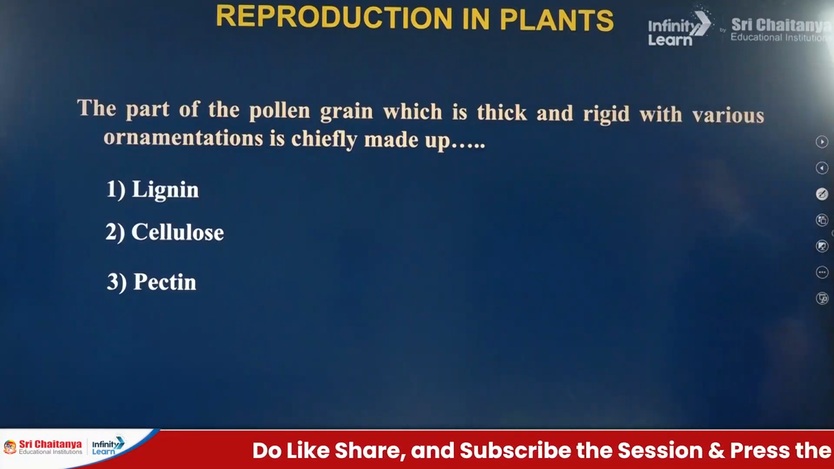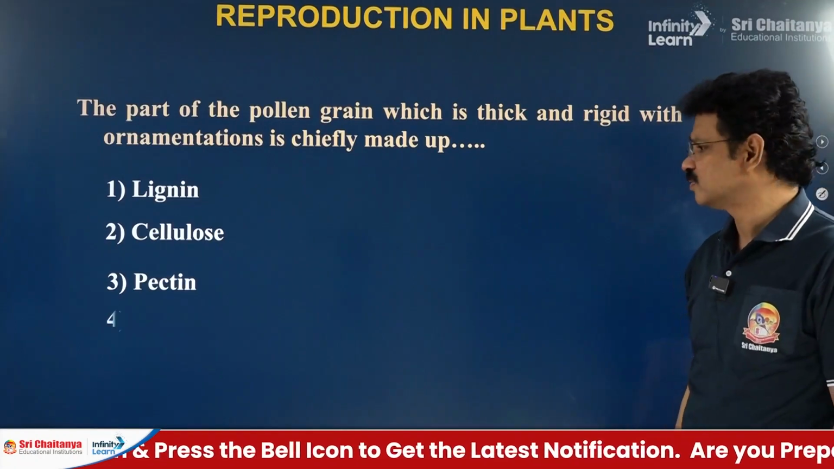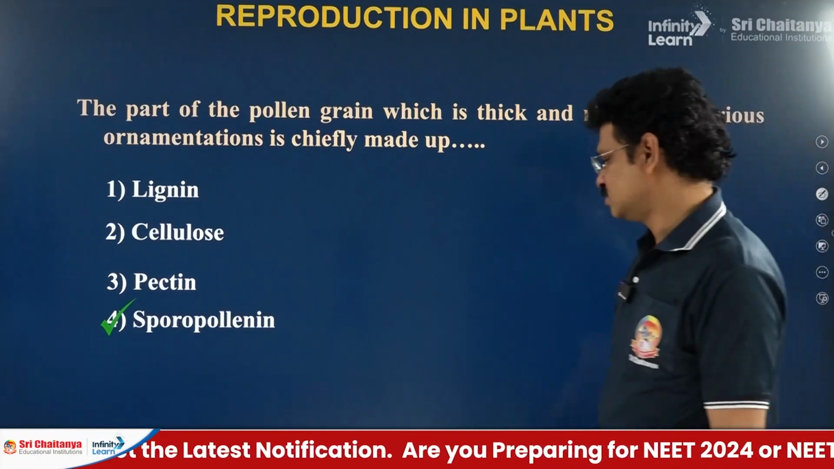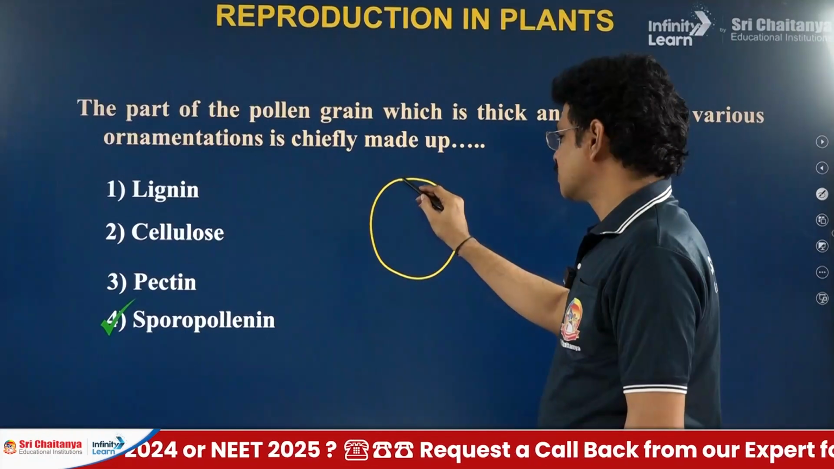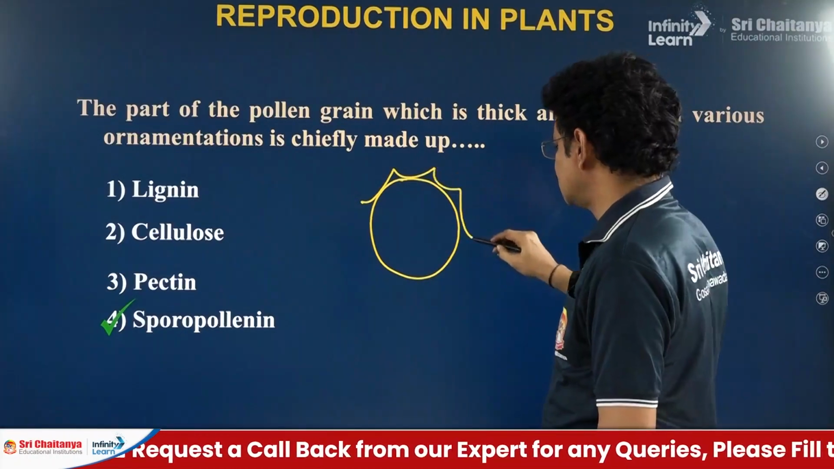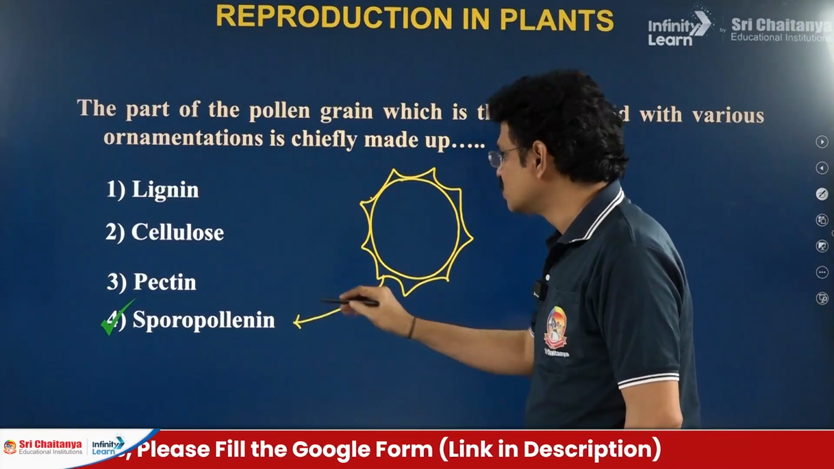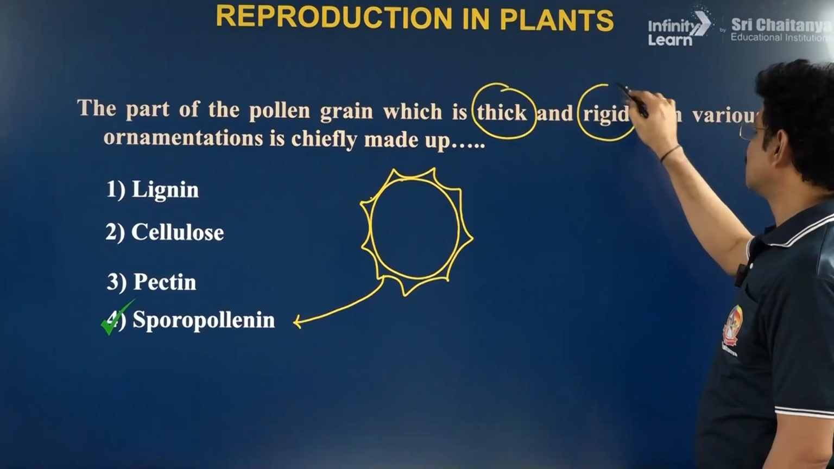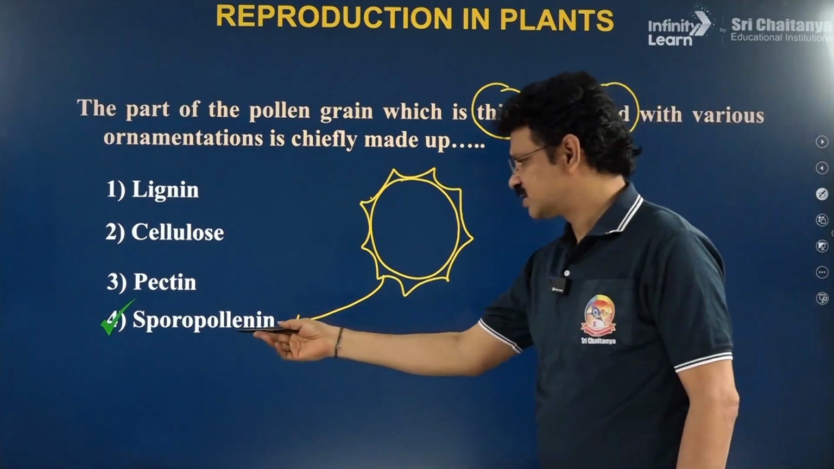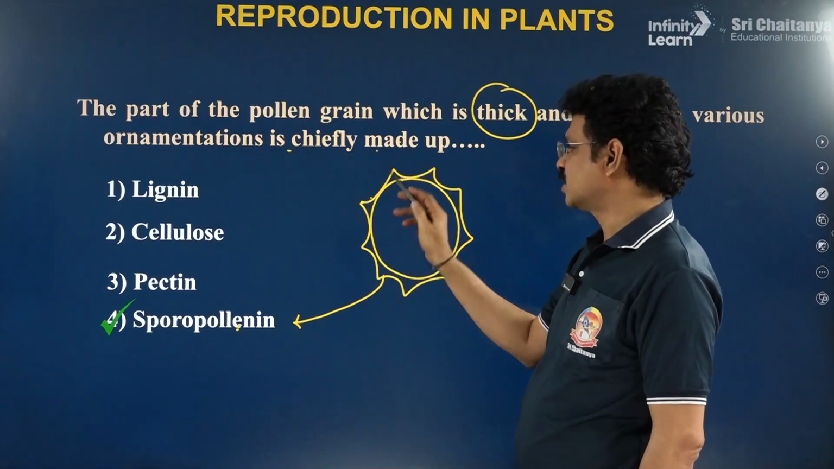I want to read this question: the part of the pollen grain which is thick and rigid with various ornamentations is chiefly made up of sporopollenin. In the structure of the pollen grain, only two wall layers are there. The innermost, thinnest layer is the intine. The outermost, thickest layer is the exine. Chemically, this exine is made up of sporopollenin. It is the thickest, hard and rigid layer due to excessive deposition of sporopollenin, and different types of ornamentations are there in the outer, thickest, rigid exine layer.